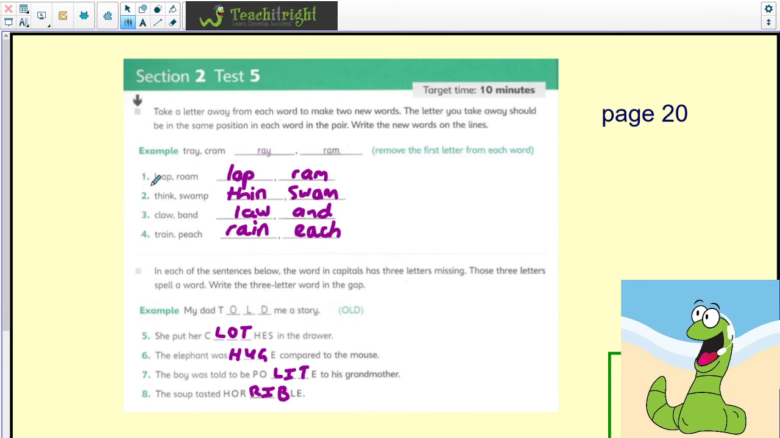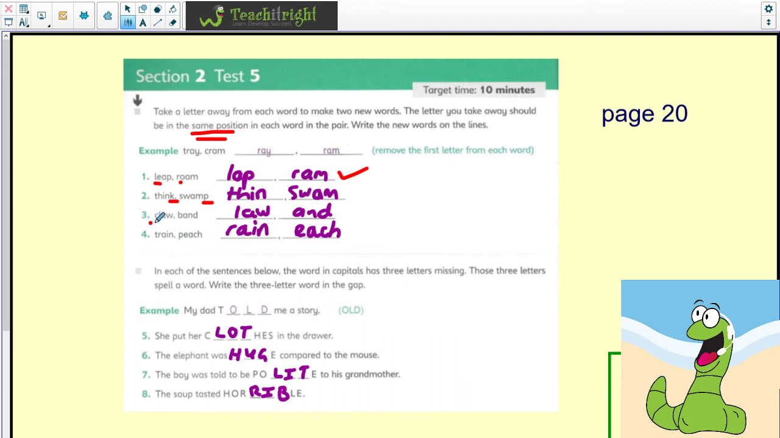We've got to remove a letter from each of the words to make 2 new words. So take a letter away from each word to make 2 new words. The letter you take away should be in the same position in each word. So same position, that's quite crucial. So we make lap and ram if we take away the E and we take away the O. So they're in the second position there. And then we've got to take the last letter off. So we've got thin and swam.